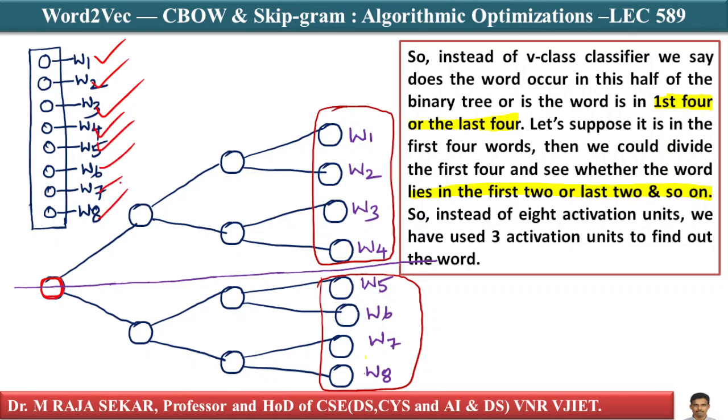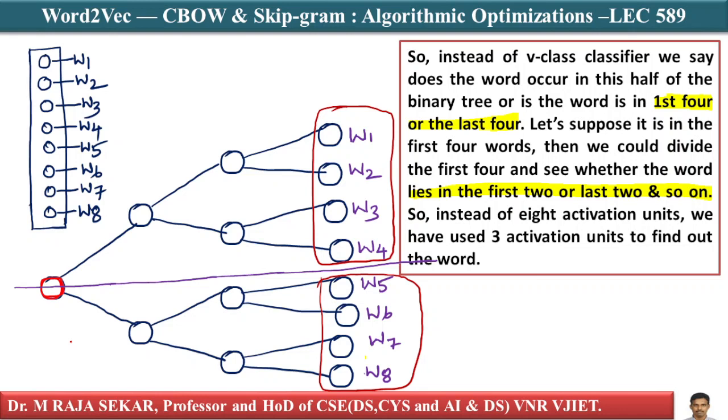I will get the probability that my output is word 1, the probability that the output is word 2, the probability that the output is word 8. So I have 8 activation units here.